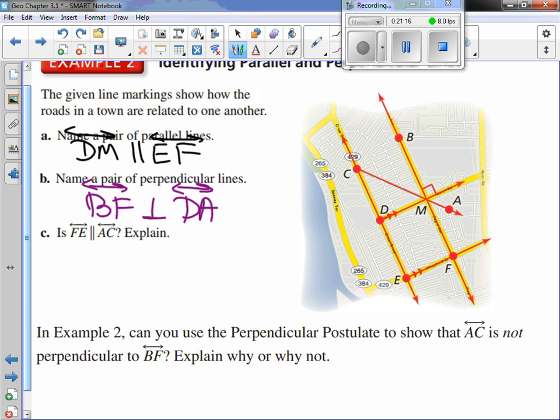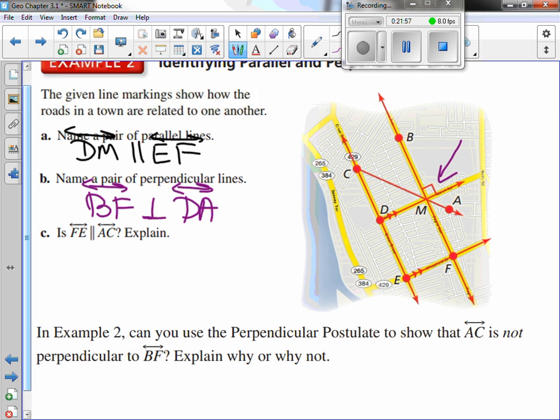Now CA doesn't intersect at that right angle. It does intersect where those two meet, but since it doesn't intersect at a right angle, it doesn't tell us that CA and BF or BM intersect at a right angle here. So I'd be looking at these two here. Those don't work. Now, BF or BM and DA or DM, those do because we have that right angle marker. Because it showed us this right angle marker right here, we can say that those two intersect at a right angle.